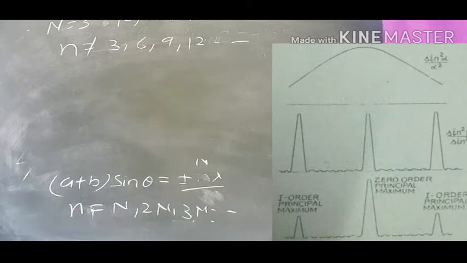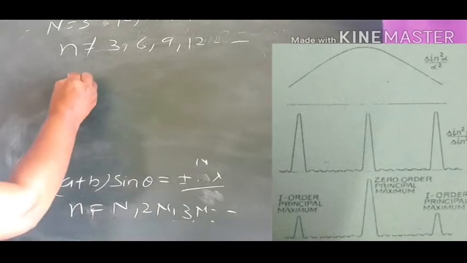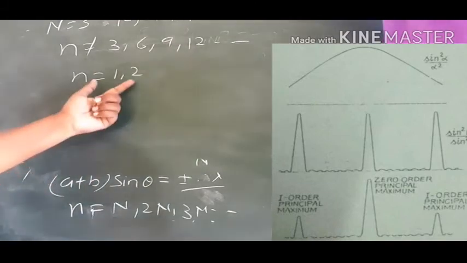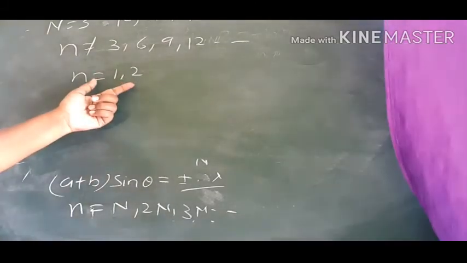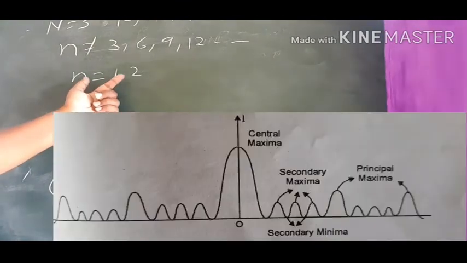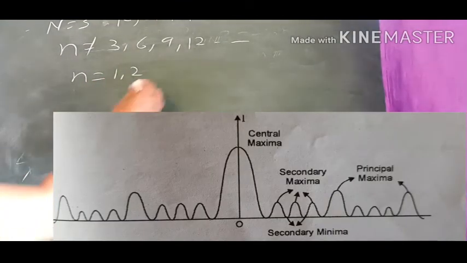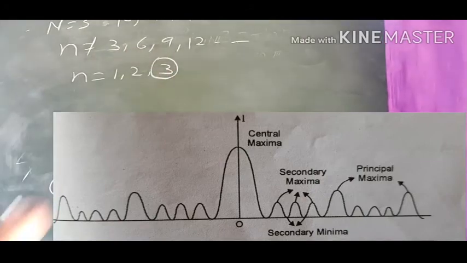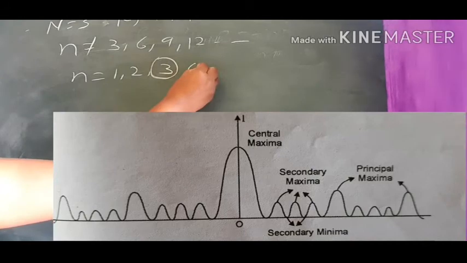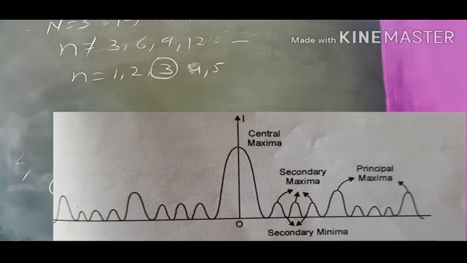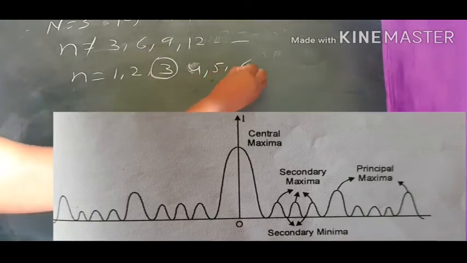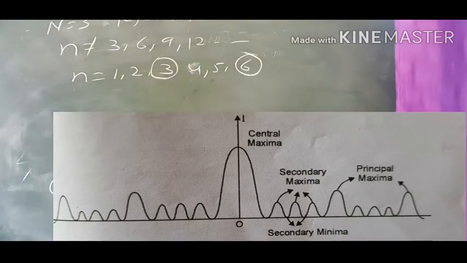So n can accommodate what values? n is equal to 1, 2. These are the conditions for positions of minima. So at 1 and 2, these are minima. Then 3, this is principal maxima. Again 4 and 5 are conditions for minima. Again 6 is condition for maxima.